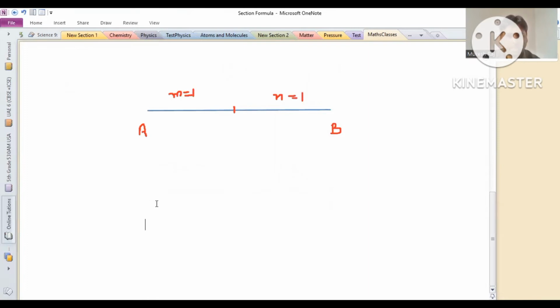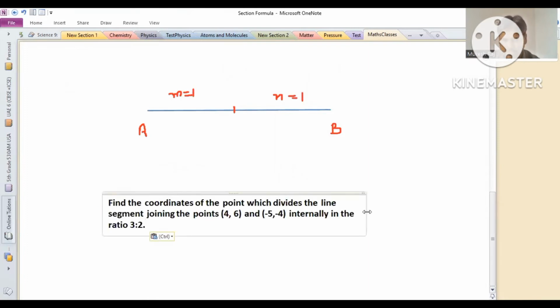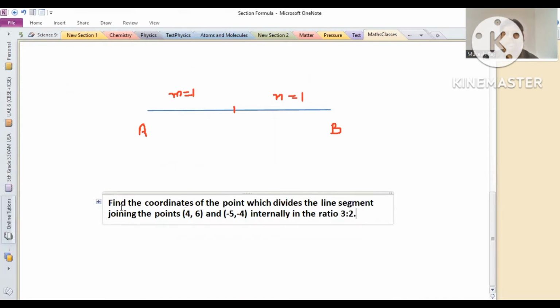A question says that we are having a coordinate system, or coordinates have been given to us. The coordinates are like (4, 6), and then we are having the other coordinate, let's say (5, -5, -4), and the ratio in which this line segment has been divided is 2:3.